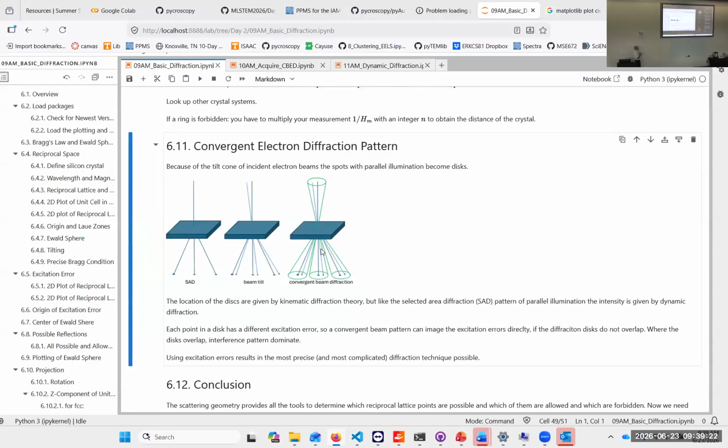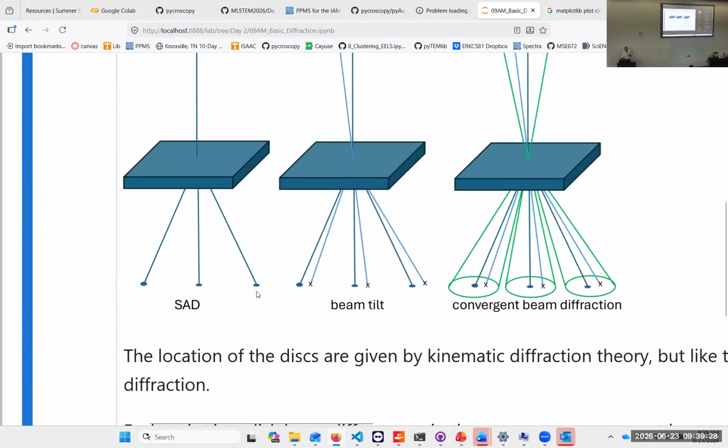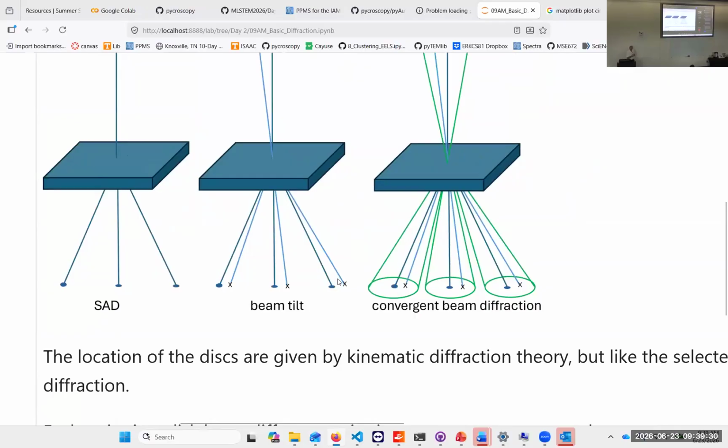Now we go to the convergence part of that. And that's what we are doing in STEM mode. In what we have considered so far.